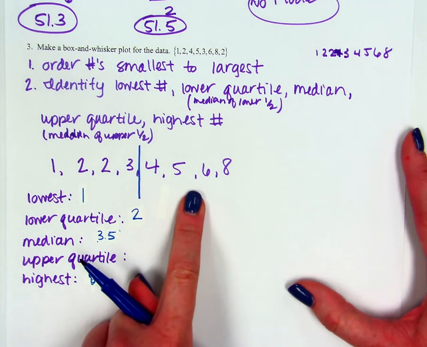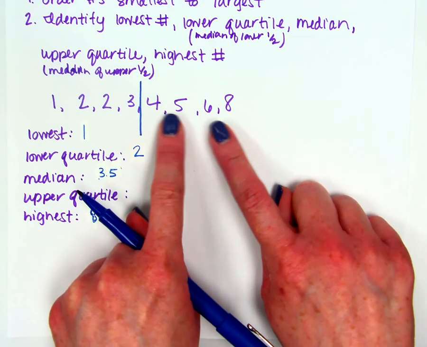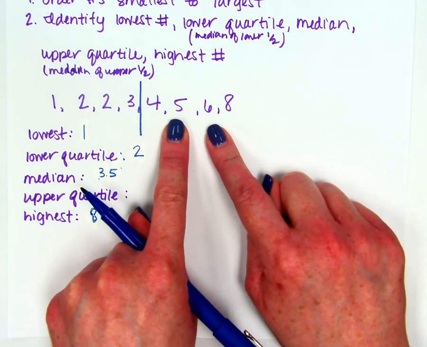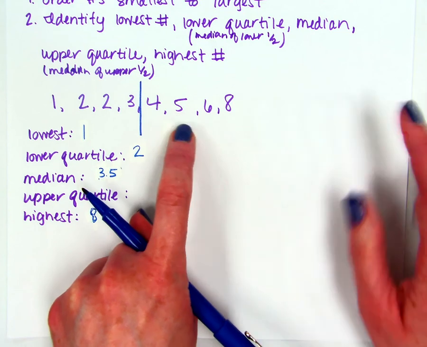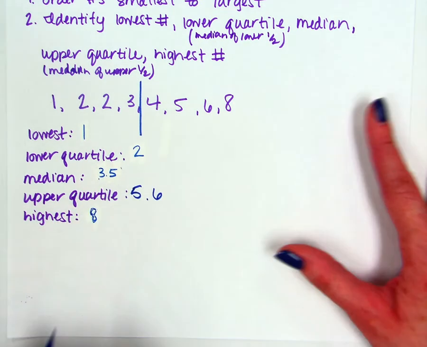We're going to do the same thing for the top. We're going to look at our upper half. So we have 4 and 8 and 5 and 6. Again, we do not have a median, so we're going to add 5 and 6 together and divide by 2. So our upper quartile is 5.6.